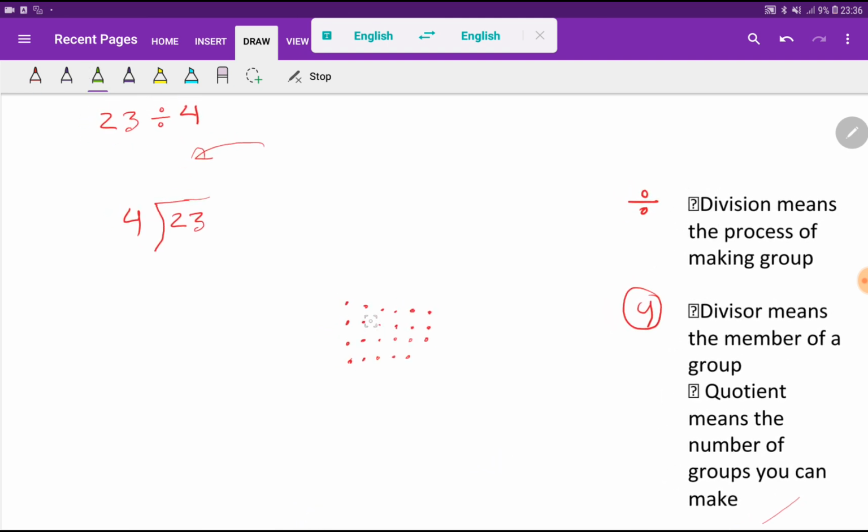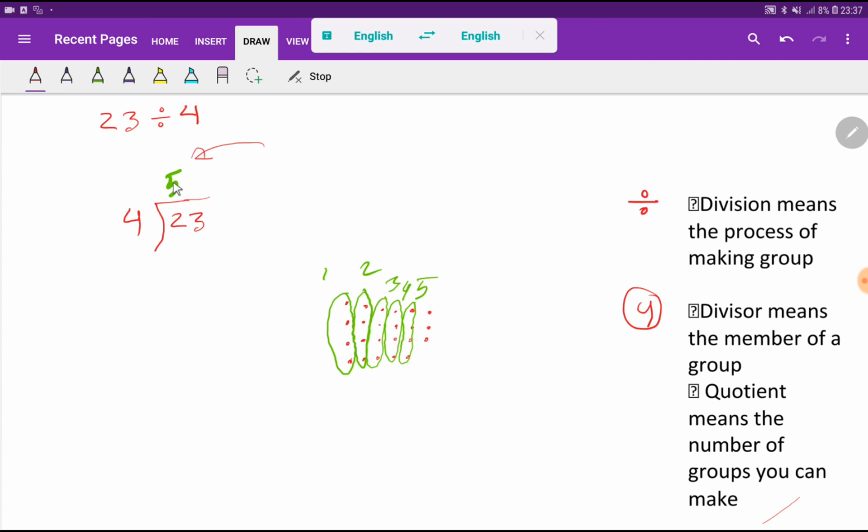Look at here. If you want to make groups taking 4 at a time, you can make 1 group, 2 groups, 3 groups, 4 groups, 5 groups, right? And you will have 3 left, right? Because you don't have 4 here. So you can make a maximum of 5 groups, right?